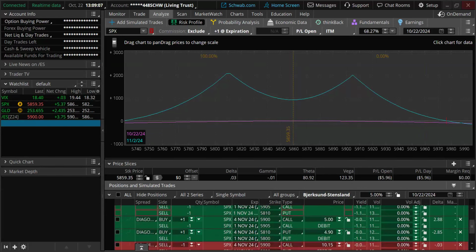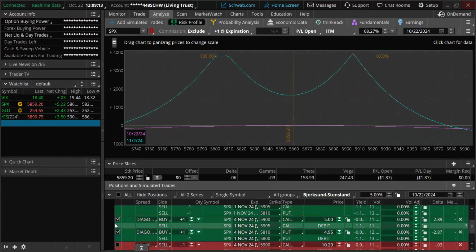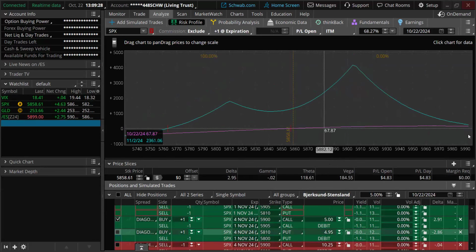So that's a double diagonal placed all as one. You can also place it one at a time. There's no advantage to putting on one trade all at once or doing them one at a time, because even when I do it, if I did these one at a time, it would be boom, boom. I'm not trying to game the system. I'm not trying to be clever and say, hey, you know what?